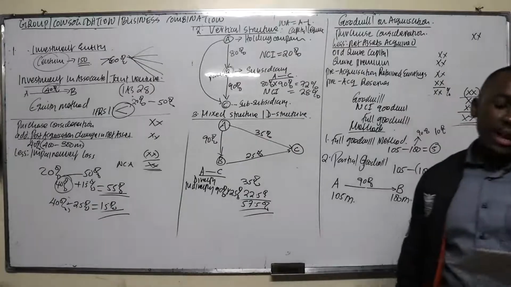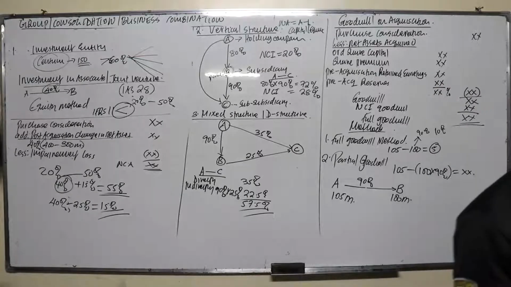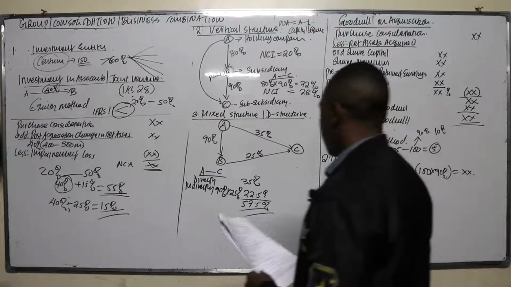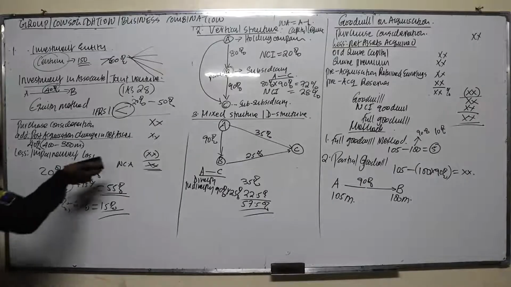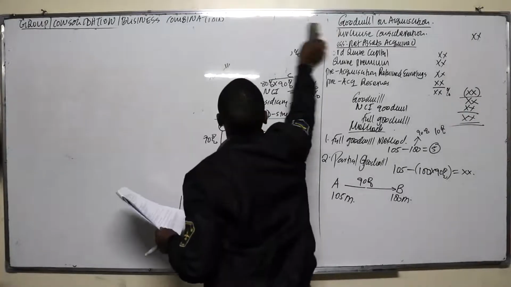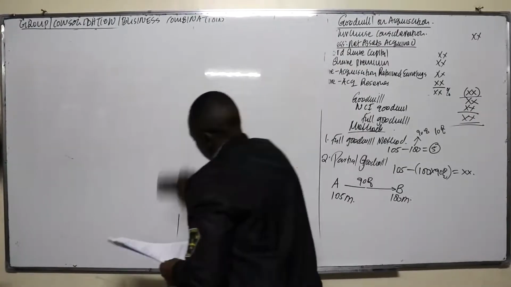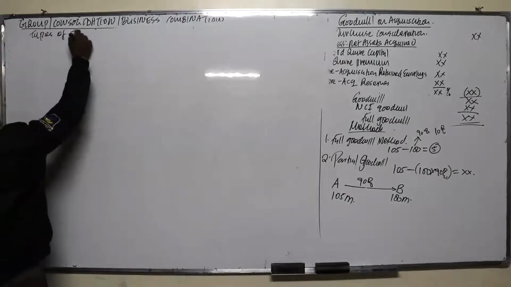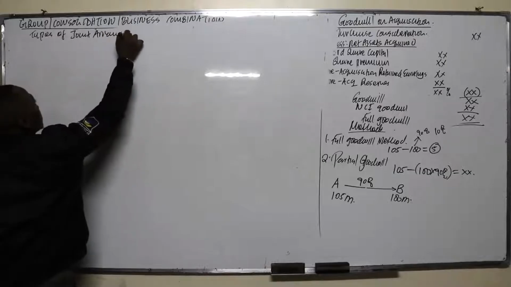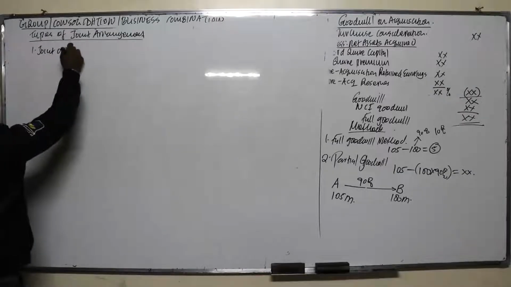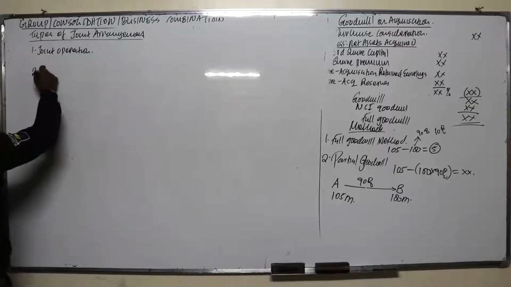Then we have joint arrangements, that's under IFRS 11. This is an arrangement of which two or more parties have joint control. A joint control is a contractual agreement of sharing control. And you have two types of joint arrangements. They are classified into two. One, we have the joint operation. Number two, we have the joint venture.